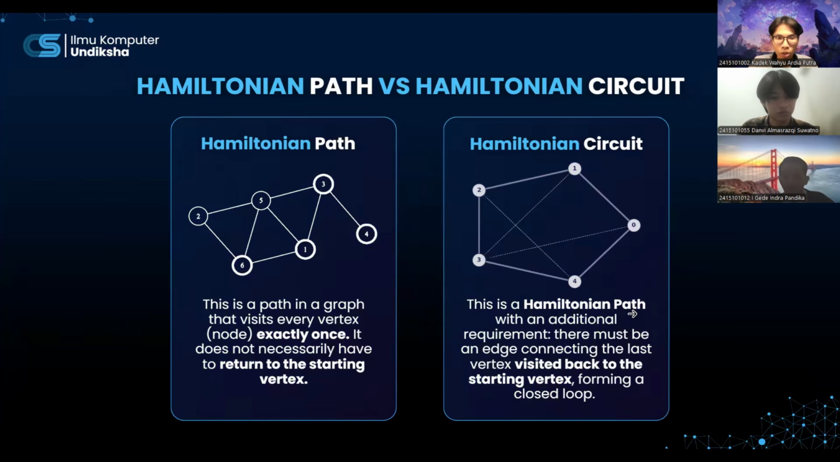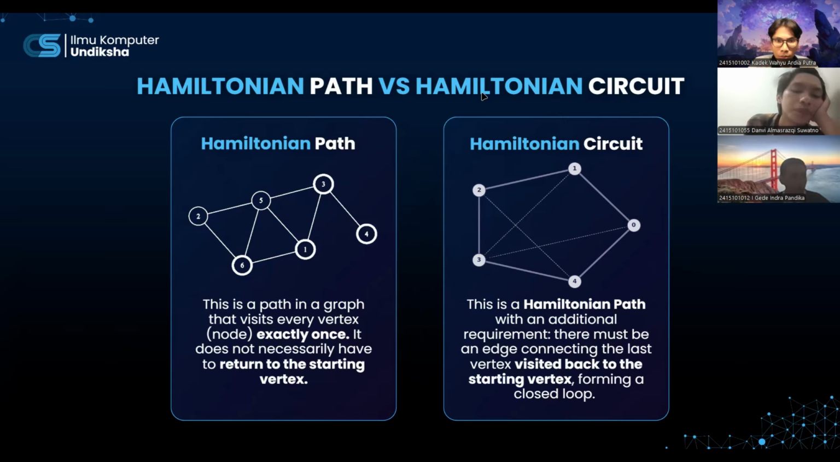Okay, Danvi, thank you for the explanation before. Now that we understand the basic structure of our graph, let's dive into the core concept of this problem and the difference between a Hamiltonian path and a Hamiltonian circuit. First, a Hamiltonian path is a road in a graph that visits every single vertex exactly once. It is important to note that a path does not necessarily have to return to where it started.